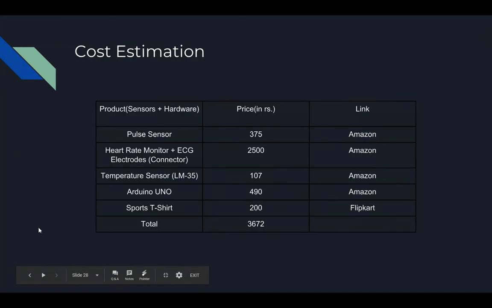The entities used in the model sum up to a cost of rupees 3,672. The estimated cost will be rupees 4,000. This is all about our model, Body Monitoring Twin. Thank you.